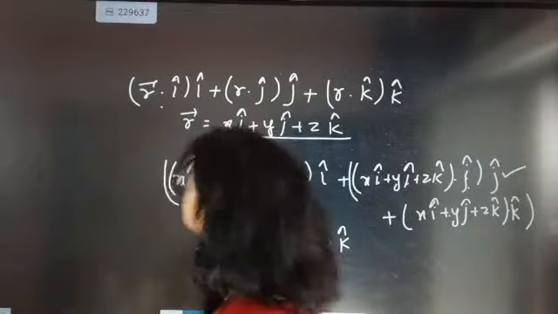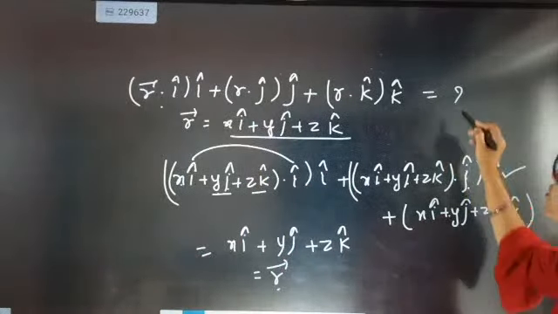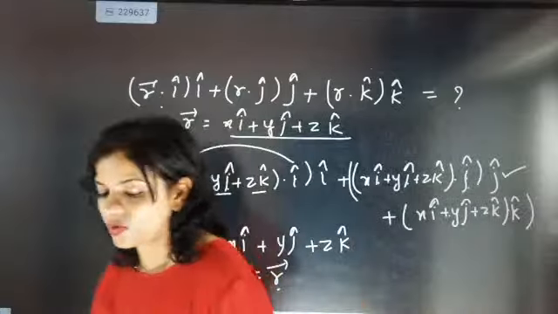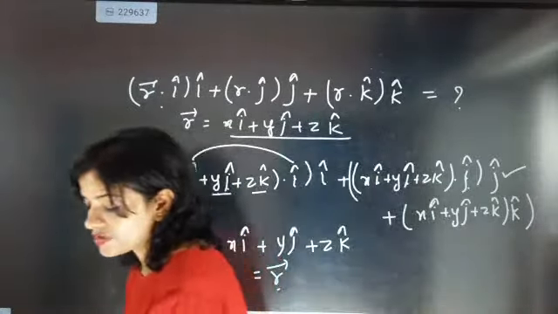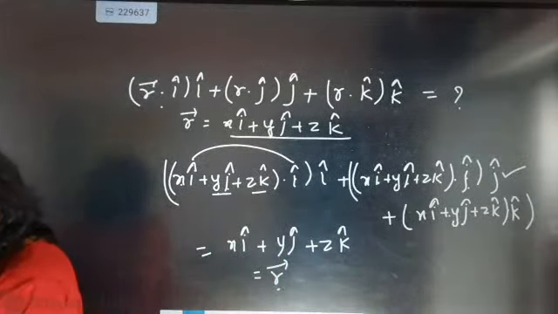So if they give you this statement, what will it be equal to? The answer will be just the vector we took. The r vector we have taken as xi, yj and zk cap. So that part will exactly come as the r vector. So one part is over.